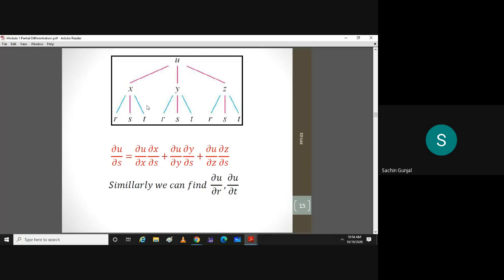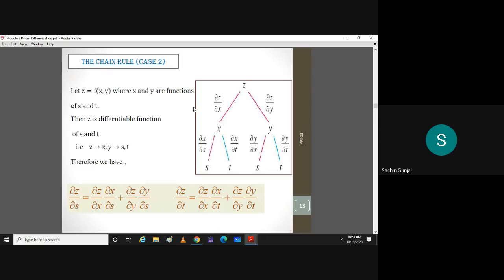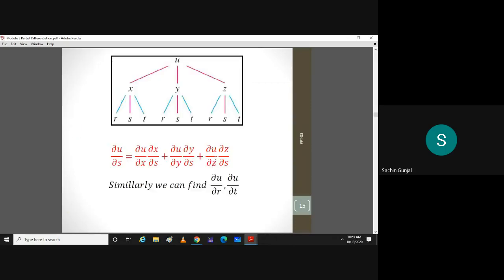There is a three variable case as well. Let us just quickly go through it. u is a function of x, y, z, and x, y, z are functions of r, s, t. In the earlier case, u was a function of x and y, and x and y were functions of s and t; there were two variables there. Now u is a function of x, y, z, and x, y, z are functions of r, s, t. Then you can calculate u with respect to r, u with respect to s, u with respect to t.